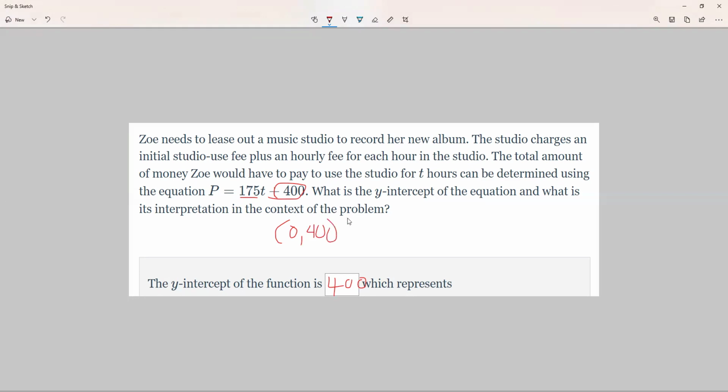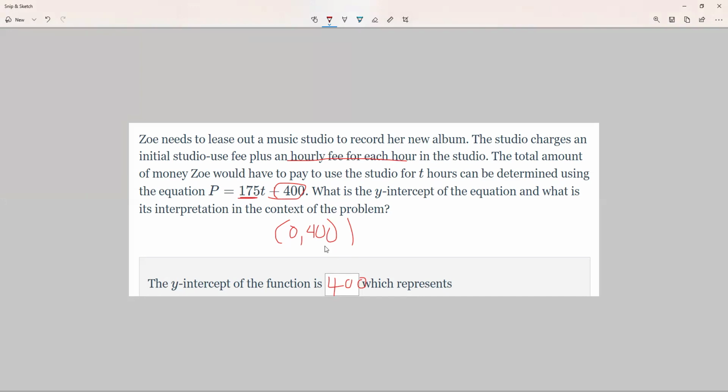What that means is for 0 hours in the studio, she hasn't even used the studio, she's just getting in there, she has to pay $400. So that's the initial fee that she has to pay up front. And then after that, she's going to be charged an hourly fee for each hour. So that's going to be this. So in order to just get to the studio, she's going to have to pay $400.